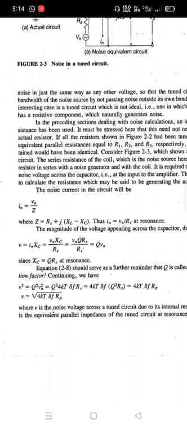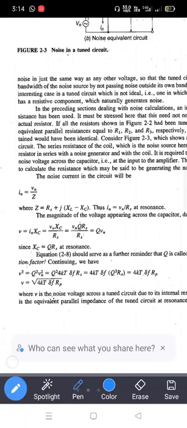This XL minus XC will be 0. This IN, this is simple Ohm's law. Now this is at resonance. Why resonance? Again same thing, I have to tune to a particular frequency, I have to select a particular frequency.